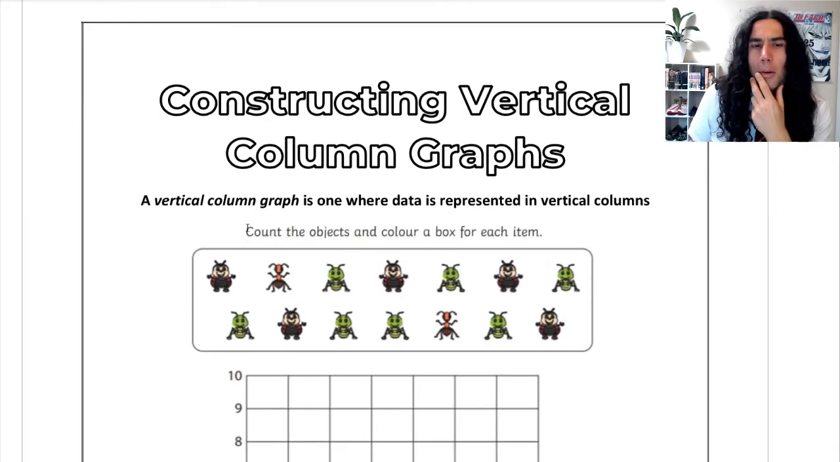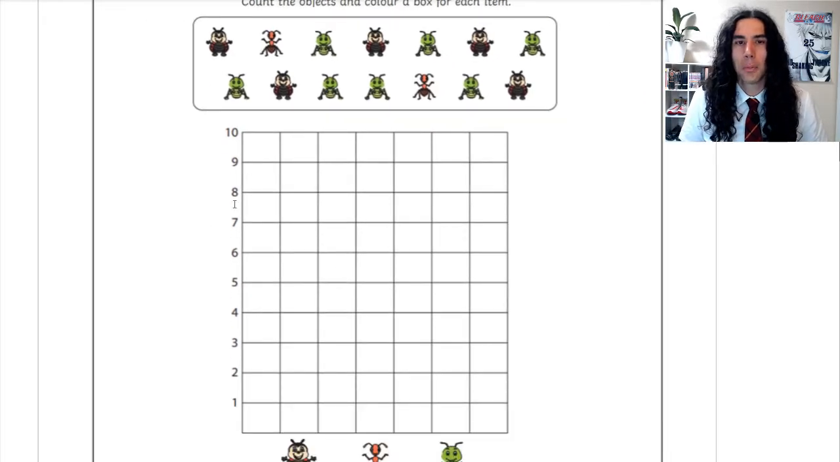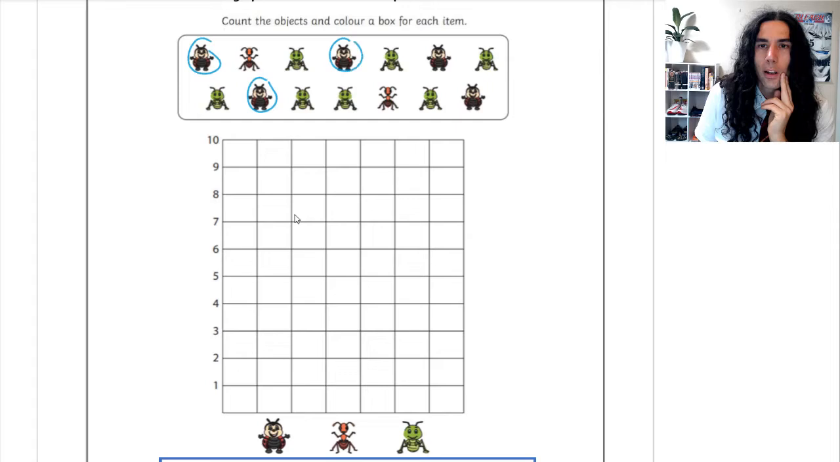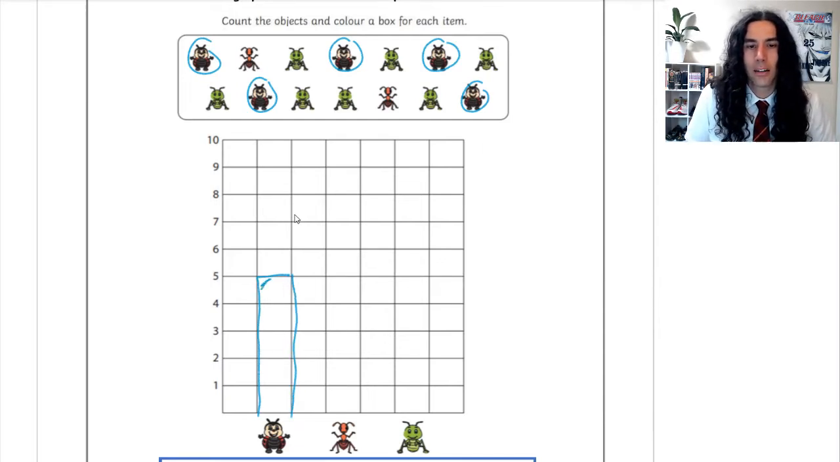Constructing vertical column graphs. Yay, constructing a graph. So, how many of these fellas do we have? The first lot, we got 1, 2, 3, 4, 5 of them. So we go up to 5. And you make a column. This is the easiest type of one. We'll learn other types as well. And it's nice if you shade it in a bit. Otherwise, you can't see it.